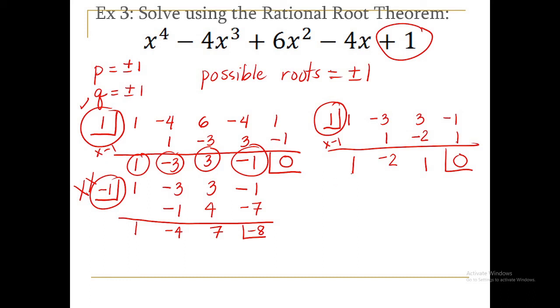How do you write this as an expression? x squared minus x minus 2x plus 1. Very good. x squared minus 2x plus 1.